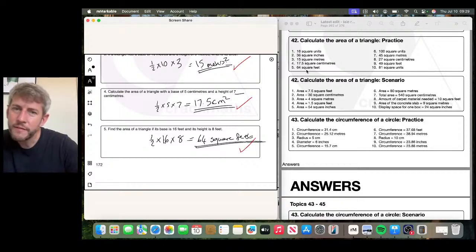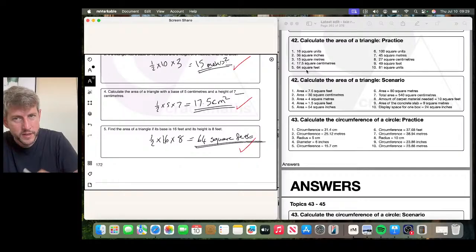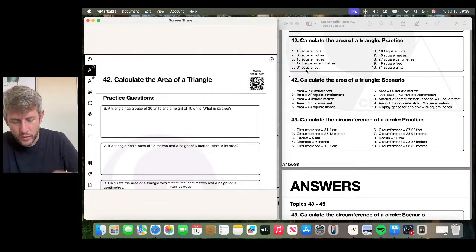Okay, you can use any form of expression for the units. You can use the words or you can use the units themselves. That is all fine. Right, okay.